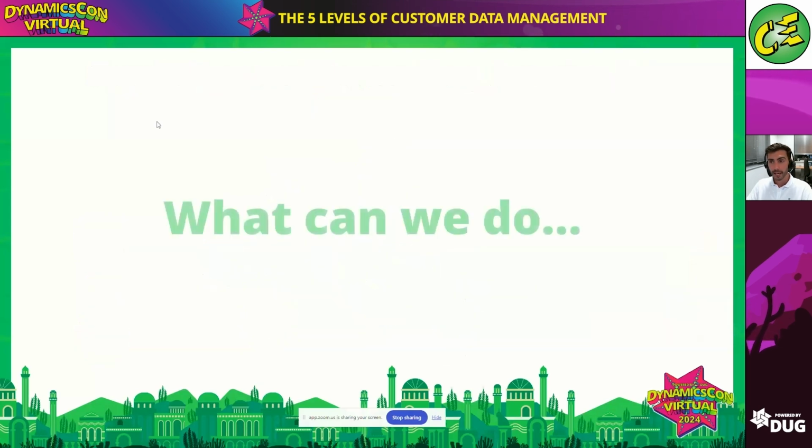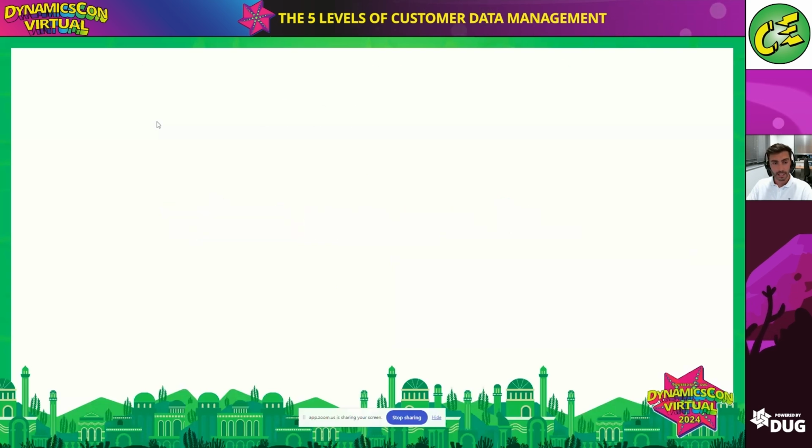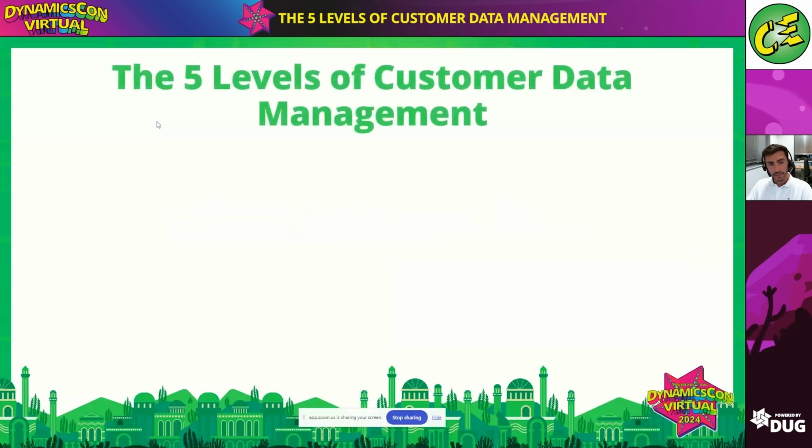So what can we do? Well, I came up with this concept around the 5 levels of customer data management. The reason I've done this is primarily to identify where you are on the 5 levels and then appropriately select where you believe you should be so that then you can plot your journey. Just because there is a level 5 doesn't mean you need to get to level 5. I will just emphasize that. So let's walk through those 5 levels.